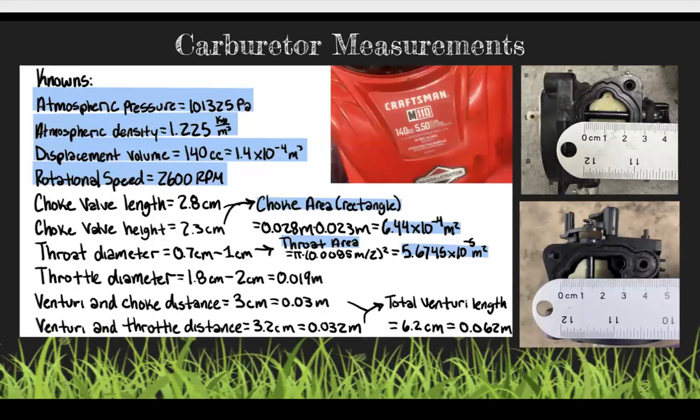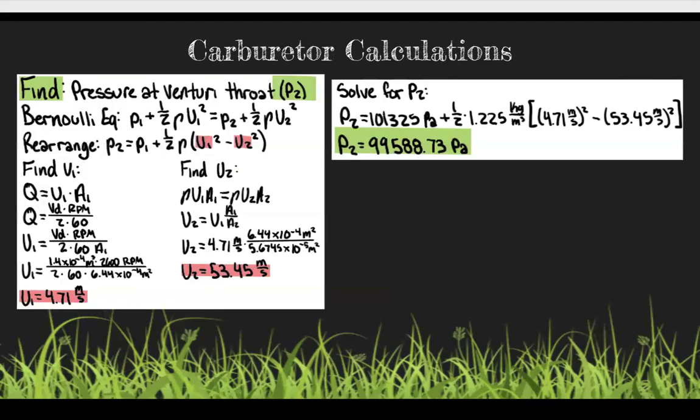By dissecting our lawnmower, we were able to measure critical values of the carburetor and take note of given engine parameters and atmospheric air values. The notes in blue were used to calculate the pressure at the venturi's throat. Using the Bernoulli equation, we can rearrange for this pressure at the throat in terms of the inlet pressure, which is atmospheric pressure, air density, and the speeds before and at the throat.